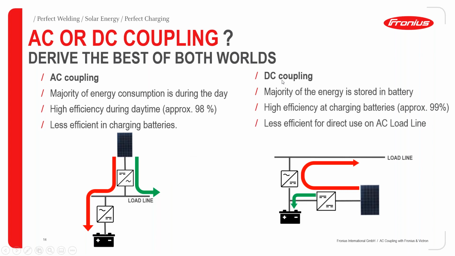Then taking a look at the DC coupling, the majority of the energy is stored in the battery for use later, which is a very wonderful advantage. And then we have high efficiency at charging batteries of approximately 99%. This is because there's just one conversion step in charging the battery, meaning that from the PV generator, it just passes through the MPPT charge controller and then straight down to the battery. But in terms of supplying the load line, it will have to pass through two conversion processes, that of the MPPT and then that of the inverter, before it gets to the load line. So I guess this explains why it's best to have both AC and DC coupled systems.